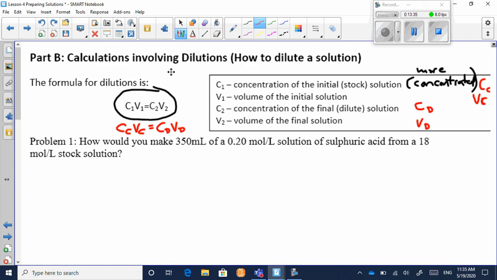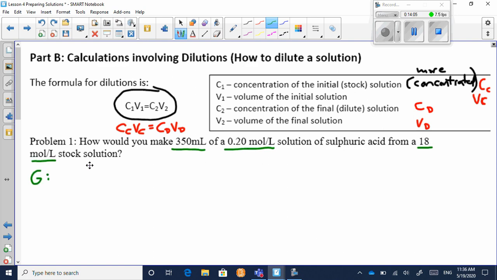Okay. Well, let's try these in a problem, because you can see that it might get a little confusing because there's two concentrations and two volumes present. Okay, so how would you make 350 milliliters of a 0.2 mole per liter solution of sulfuric acid from an 18 mole per liter solution? Okay, so I want you to notice right off the bat that you've been given three different things here, three numbers.